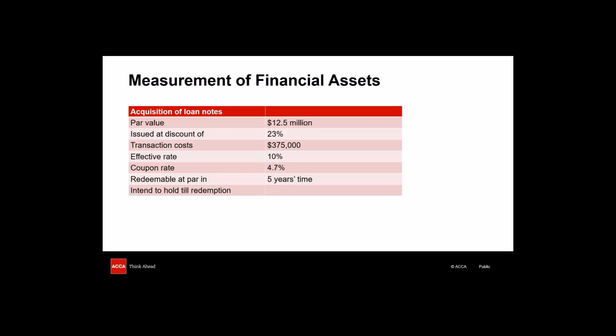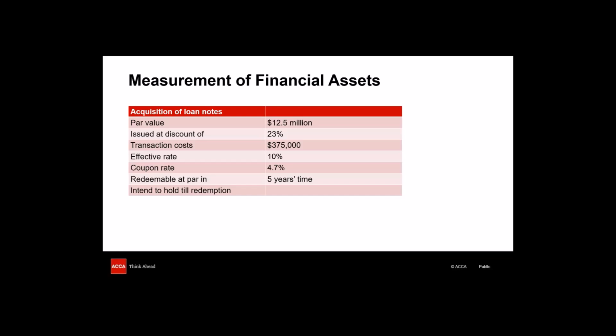The next is the coupon rate of interest. This is the rate at which we are going to receive the interest income. This is 4.7%, and this is going to be applicable on the par value of the loan notes. It says that the loan notes are redeemable at par in 5 years' time, and in the end the question says that the intention is to hold them till redemption, which means that these loan notes are classified at which model? Amortized cost model. We just discussed this.